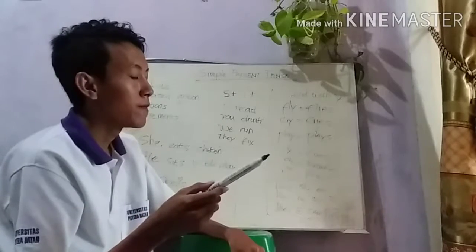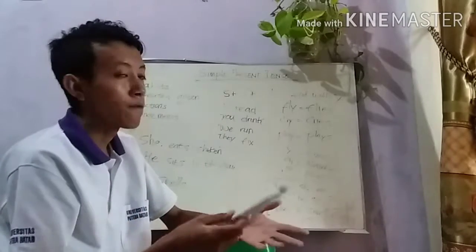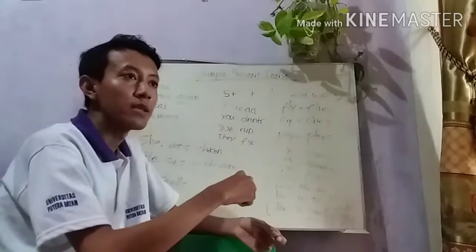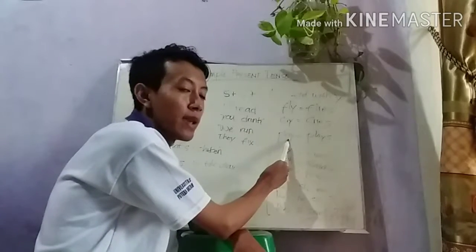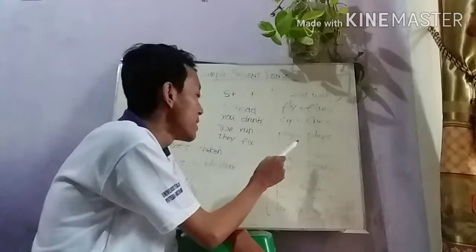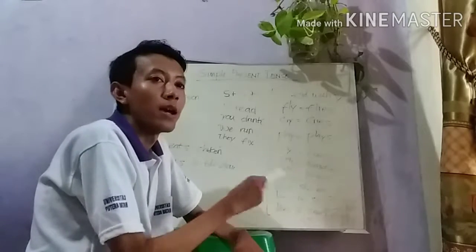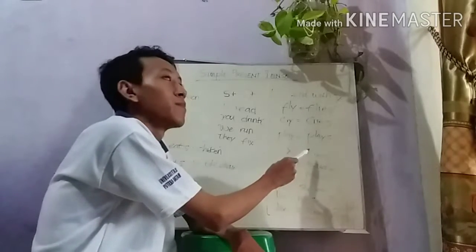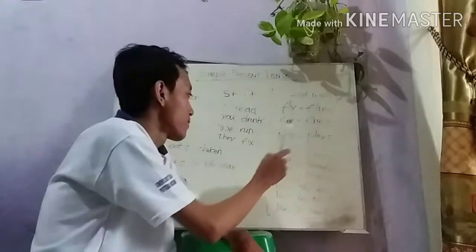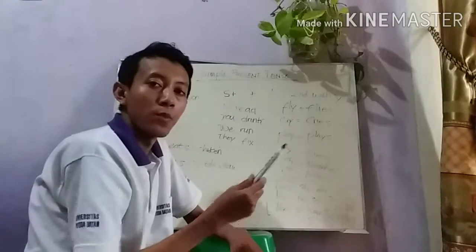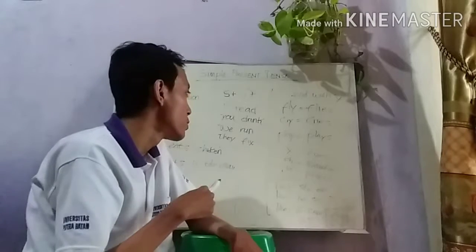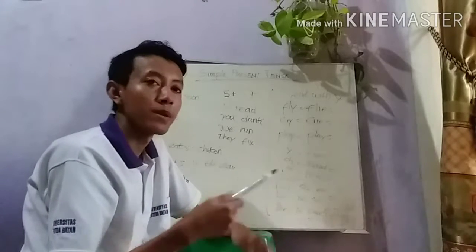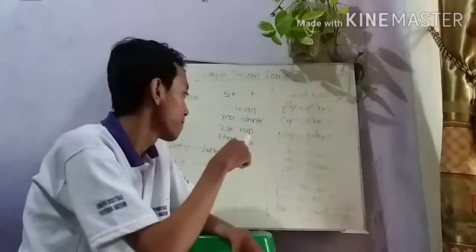But if the verb ends in y and before it there is a vowel sound, like here, this is the vowel sound a, then we just add s behind the y, like play became plays. He plays sport, she plays sport. Just remember, we use this in the third person singular.